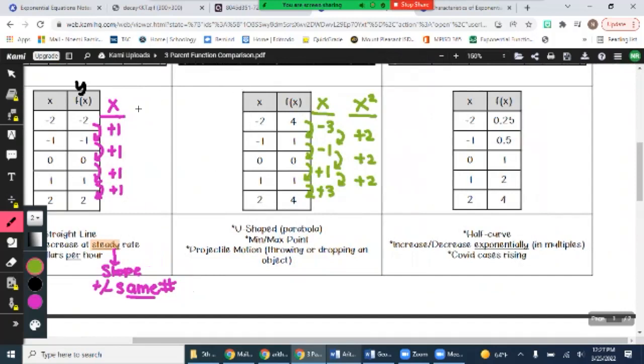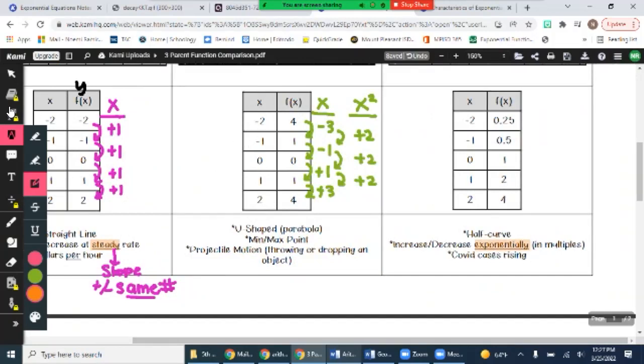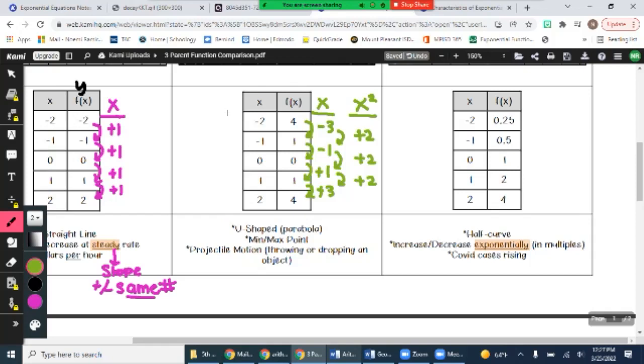Now, exponential. Exponential is where you will end up seeing an exponential growth, an exponential increase or exponential decrease. Exponential meaning in multiples. It's going to be multiplied to get from one value to the next. Remember, your factor is also called your multiplier.